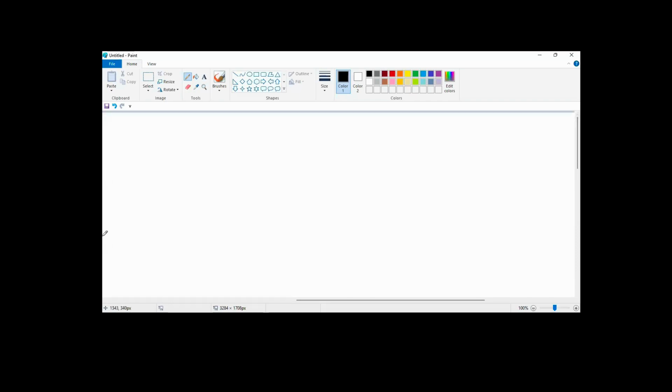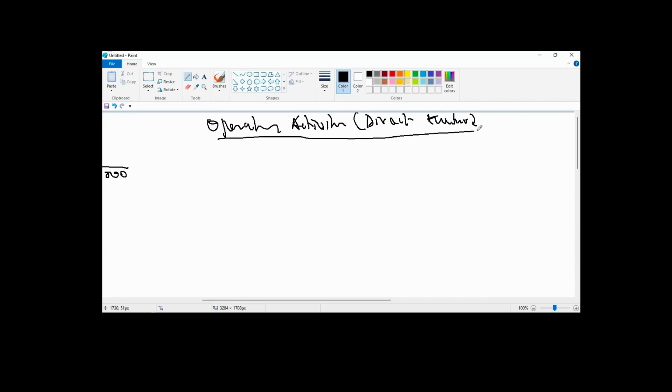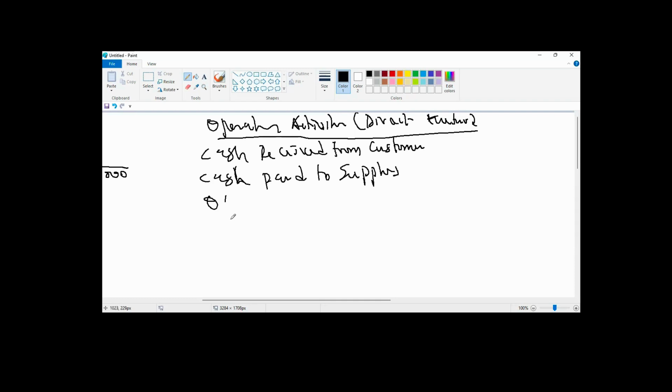For the direct method, operating activities, direct now. Cash received from customers. Cash paid to suppliers. Then operating expenses. And the tax. It's the same way we calculate tax. How much is the tax we calculated? 14,000. 14,000 tax.